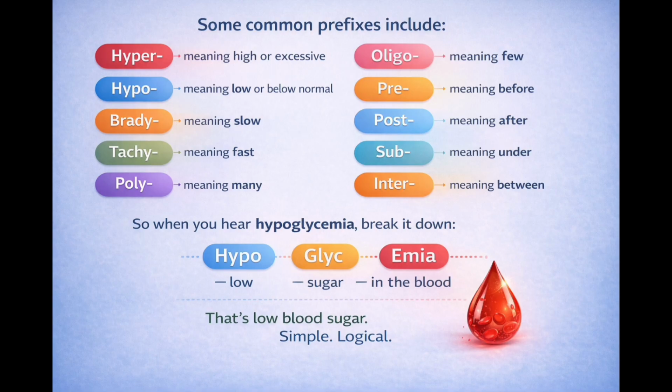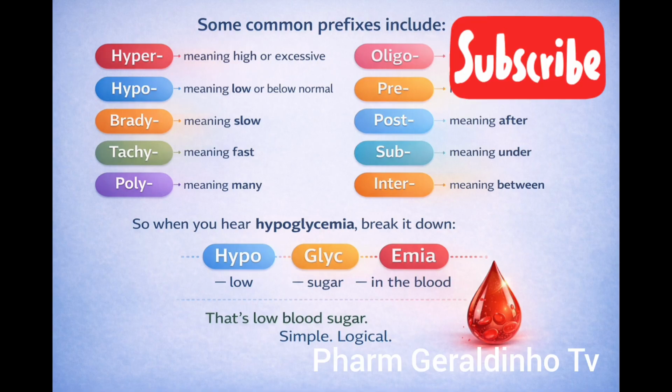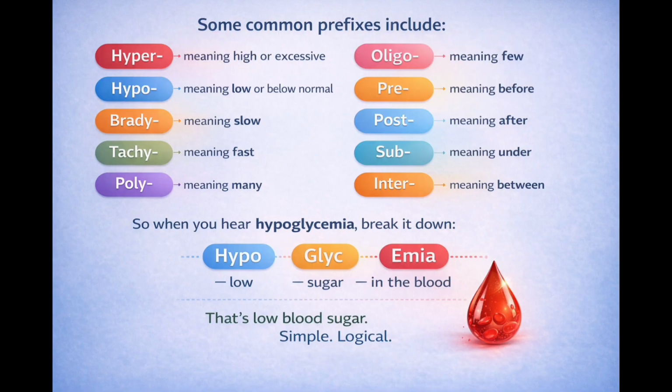Poly, meaning many. Oligo, meaning few. Pre, meaning before. Post, meaning after. Sub, meaning under. Inter, meaning between. So when you hear hypoglycemia, break it down. Hypo, low. Glyc, sugar. Emia, in the blood. That's low blood sugar. Simple. Logical.